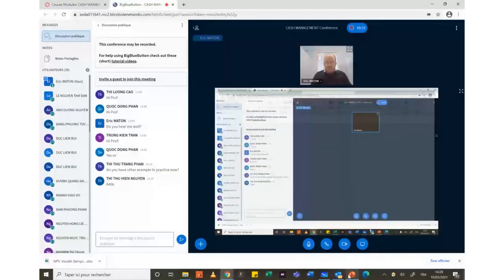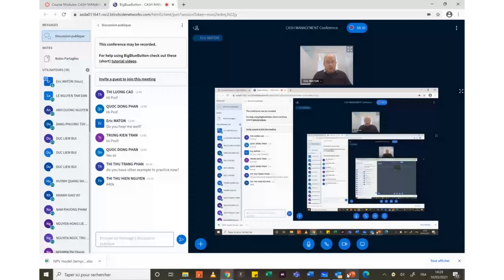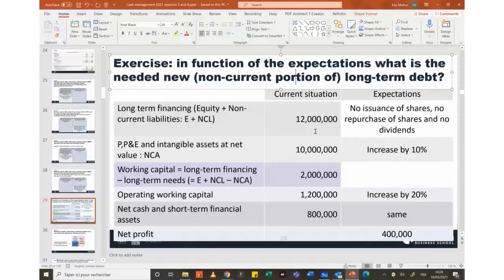So I hope with this example you understand the logic. You have to finance something for the short term, you have to finance something for the long term. Do you have enough long-term financing for this? For the long-term financing, don't forget, you have the impact of the net profit, the impact of the issuance of shares, the repurchase of shares and the dividends, and the rest is because of the debt. So the logic is here.